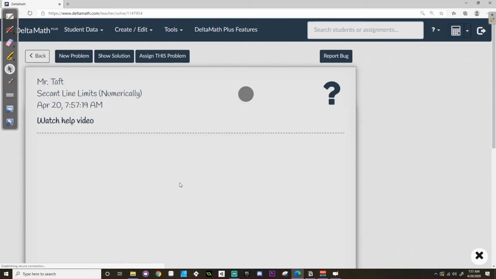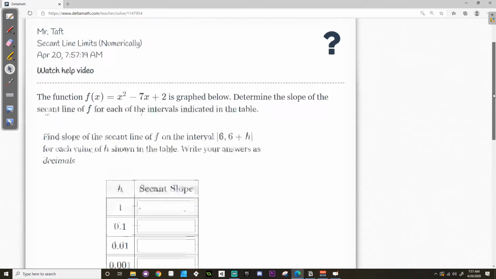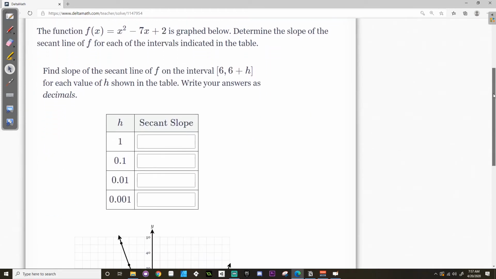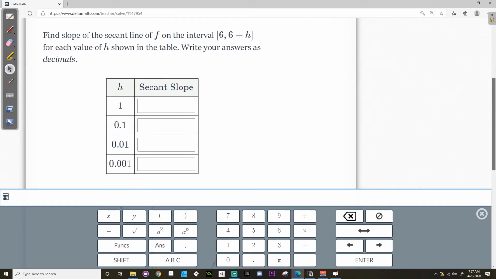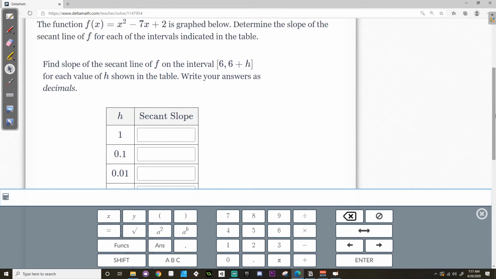So the other kind is secant lines numerically. So you'll have to do a few different slopes here. And I'm actually going to be using the Delta Math calculator for this because I don't have my calculator in front of me. So it's asking, we've got this function, f of x is equal to x squared minus 7x plus 2. We want to determine the slope of a secant line of f for each of the intervals. So we want to go from x equals 6 to x equals 6 plus whatever h is. So if h is 1, that means the two x coordinates we're looking at are 6 and 7. So we've got the point 6 comma something, and then the point 7 comma something.